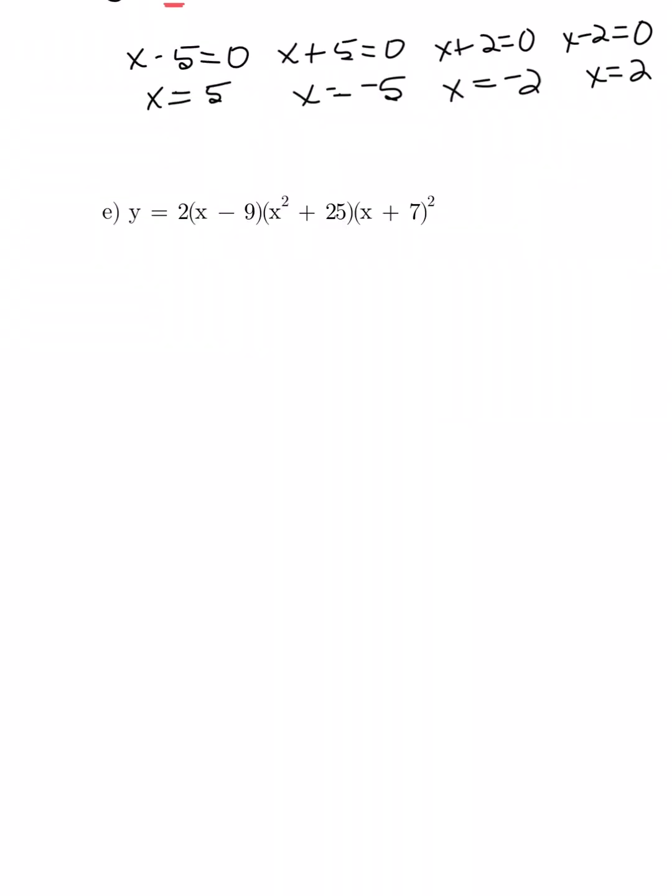On this one, we have y equals 2 times the quantity x minus 9 times the quantity x squared plus 25 times the quantity of x plus 7 being squared. When we do our rewrite, just to look at what we've got, the first two items are to the first power. We're going to leave them alone.